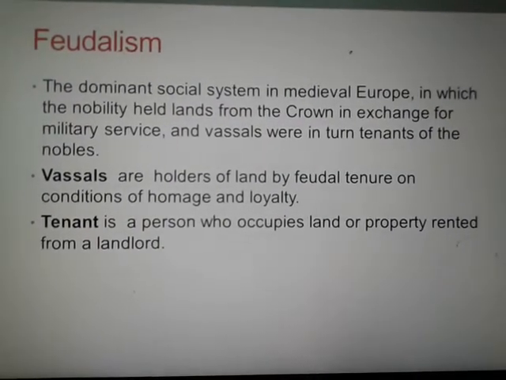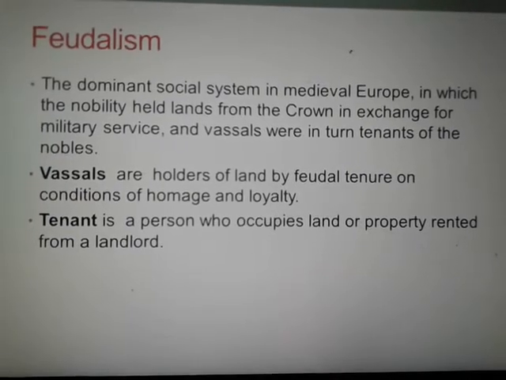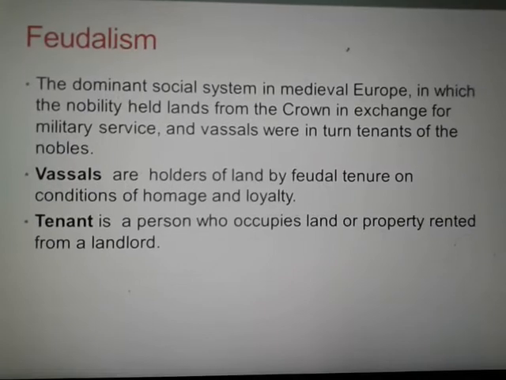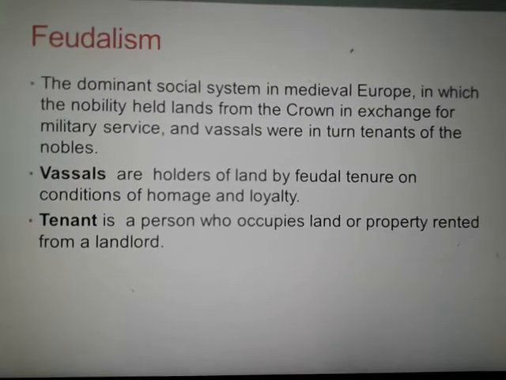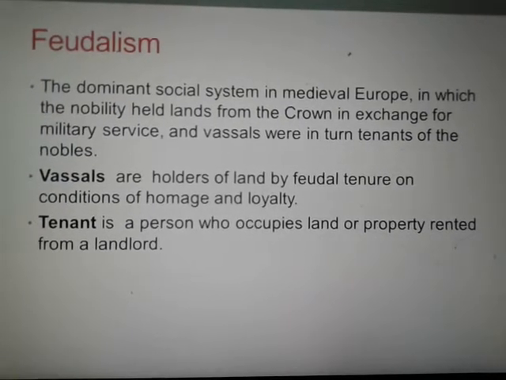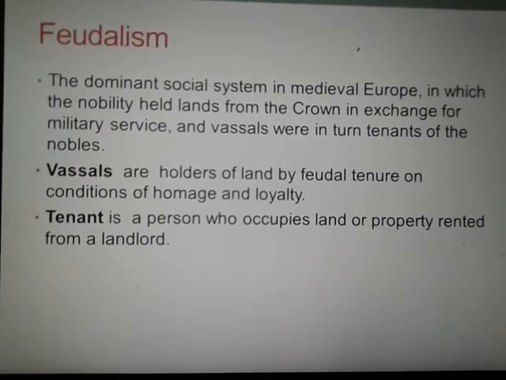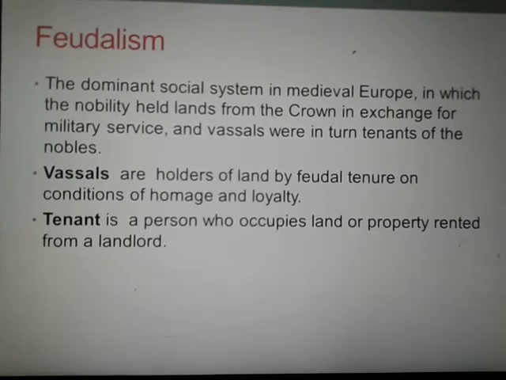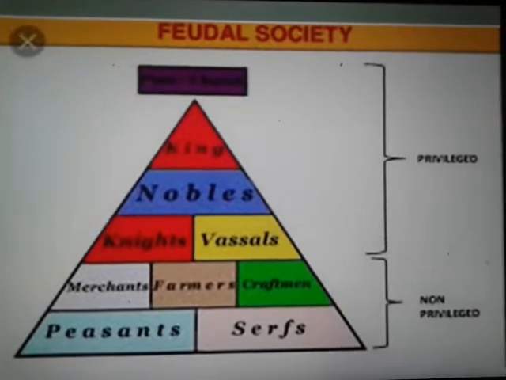Feudalism is the dominant social system in medieval Europe in which the nobility held lands from the crown in exchange for military service, and vassals were in turn tenants of the nobles. Vassals are holders of land by feudal tenure on conditions of homage and loyalty. A tenant is a person who occupies land or property rented from a landlord. Here is feudal society.